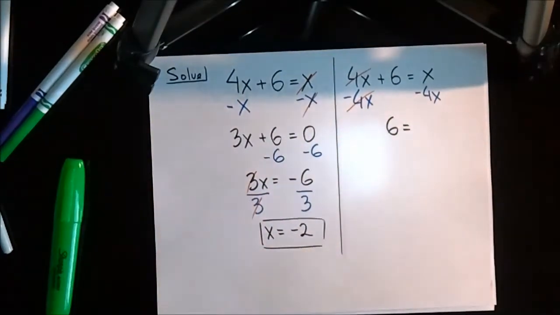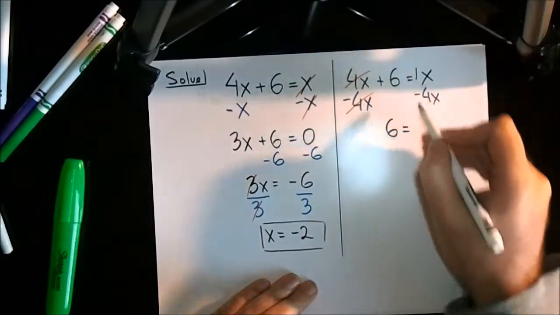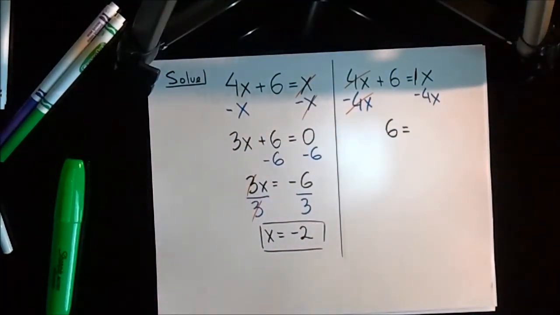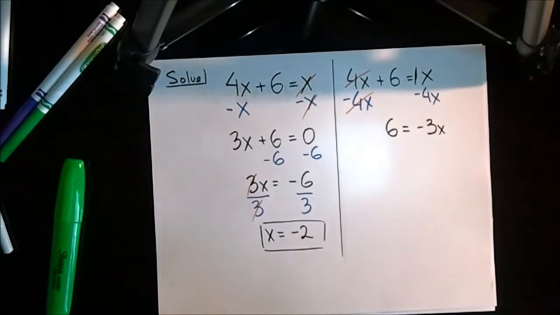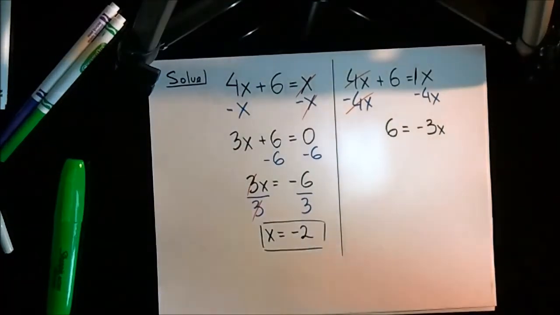What's x minus 4x? Remember that x has a 1 in front of it, so you can think of this as, what's 1 minus 4? Negative 3, negative 3x. So x minus 4x is the same as 1x minus 4x, or 1 minus 4, which is negative 3, or negative 3x. Alright, now I want to isolate my x, because that's the whole point here.